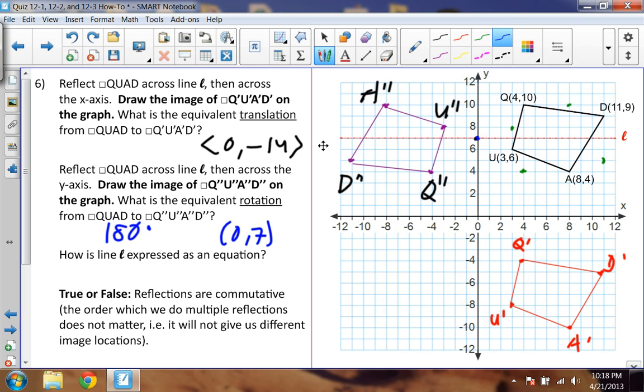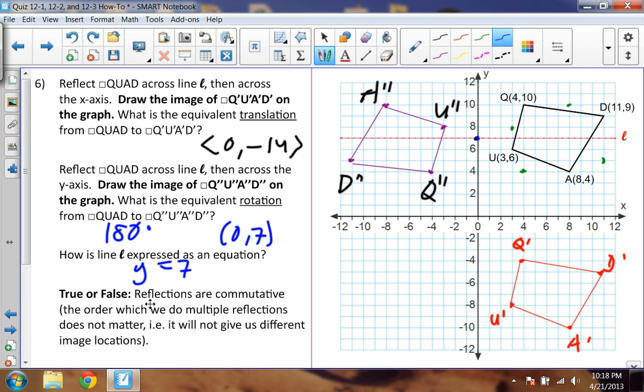Okay, how is line L expressed as an equation? Hopefully you're starting to get these a little bit more now. For every x value, x equals 1, x equals 2, 3, 4, 5, 6, 7, etc. For any value for x, y is always equal to 7. Okay, so that's how these lines work. This is the equation, y equals 7.